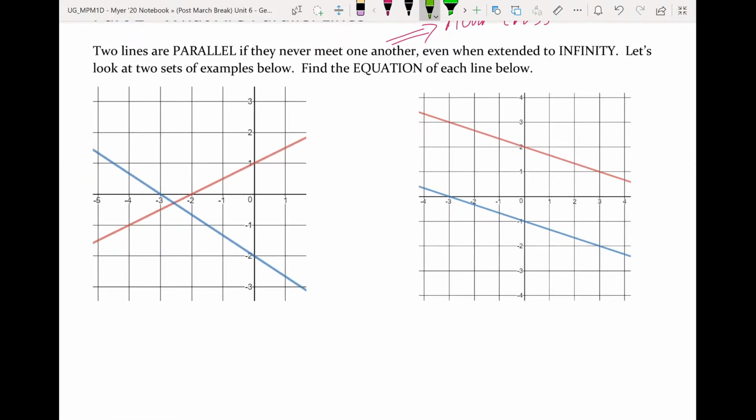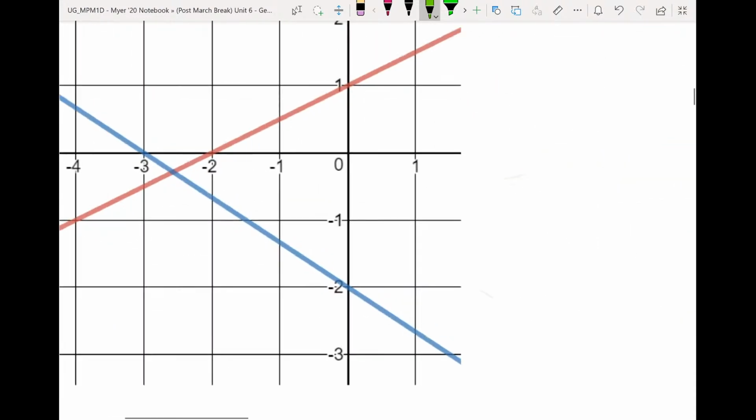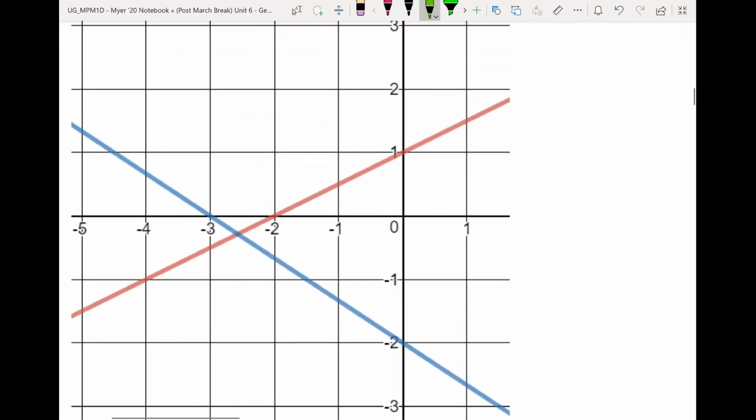Again, if we're finding equations of lines, we're going to use the slope-intercept method. So we can see here, for example, the red line has a y-intercept of 1. And then if I do my rise and run, my slope here would be rise 1, run 2. So therefore, y equals 1 over 2 x plus 1.